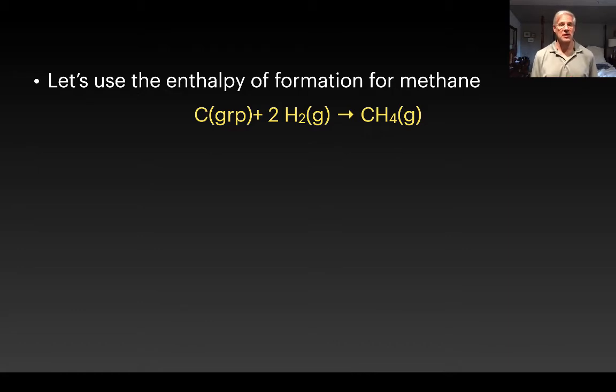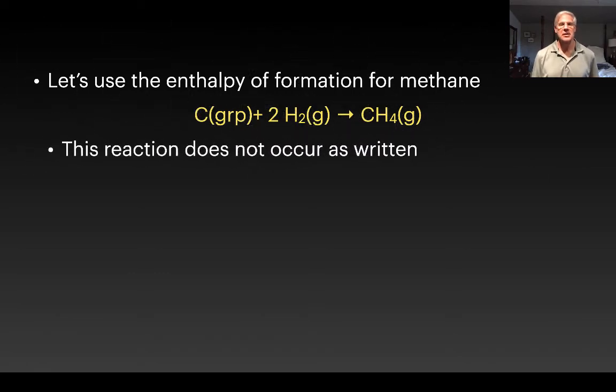So those are the keys. Our reactants have to be in their elemental forms, and we are making 1 mole of product in its elemental form. So this reaction has carbon graphite plus 2H2 gas going to methane gas. This is a reaction that cannot occur as written. Under standard conditions, we cannot make this reaction happen.